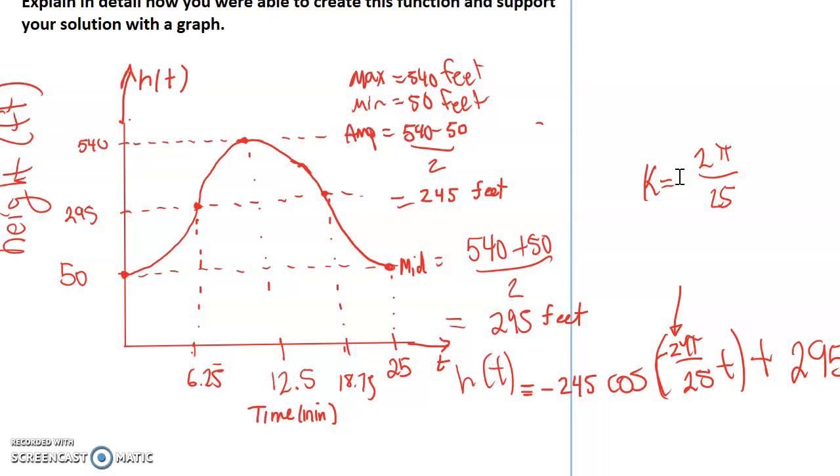I also use the given information to construct the graph. The height of the rider is 50 feet at times 0 and 25 minutes, and 540 feet at 12.5, which is halfway through the rotation. This allowed me to quickly set up a graph.